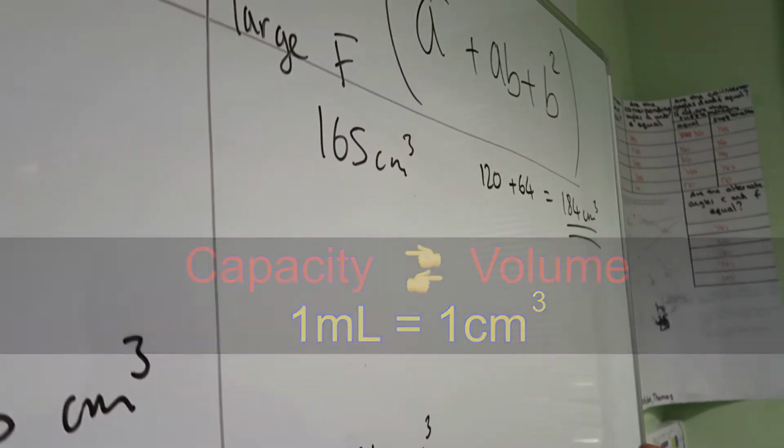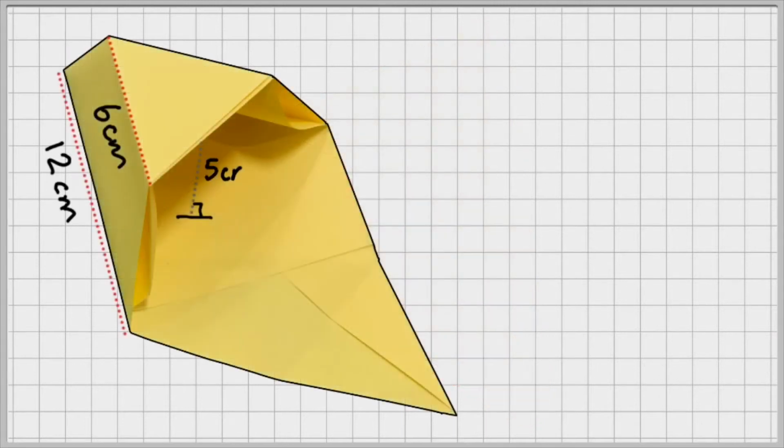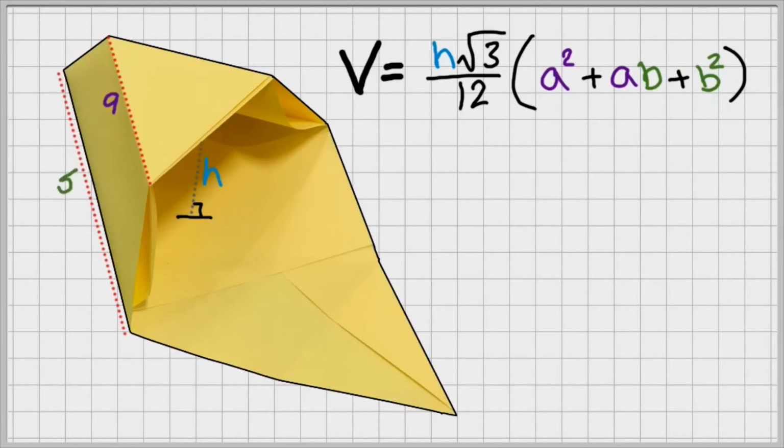Now, if we look at this problem, we take the frustum, and this is the same frustum, by the way. The base length was 12 centimeters and the top length was 6 centimeters. If you open it up, you can see that the perpendicular height was 5 centimeters. Now I'm going to use this formula here. This is the formula for a frustum, a triangular based frustum. What does A, B and H represent?